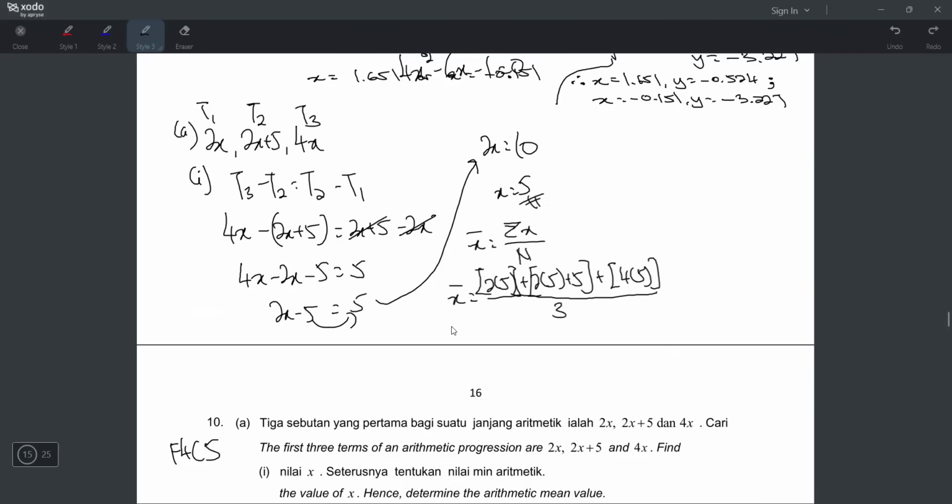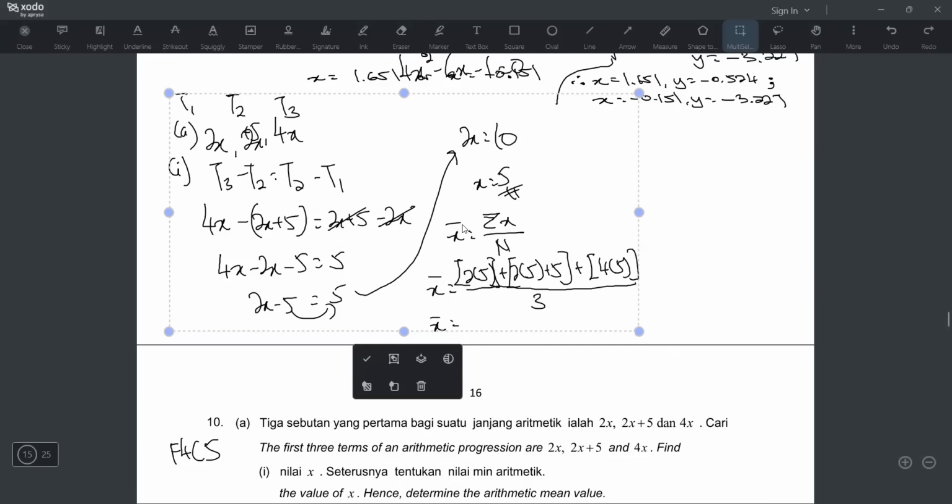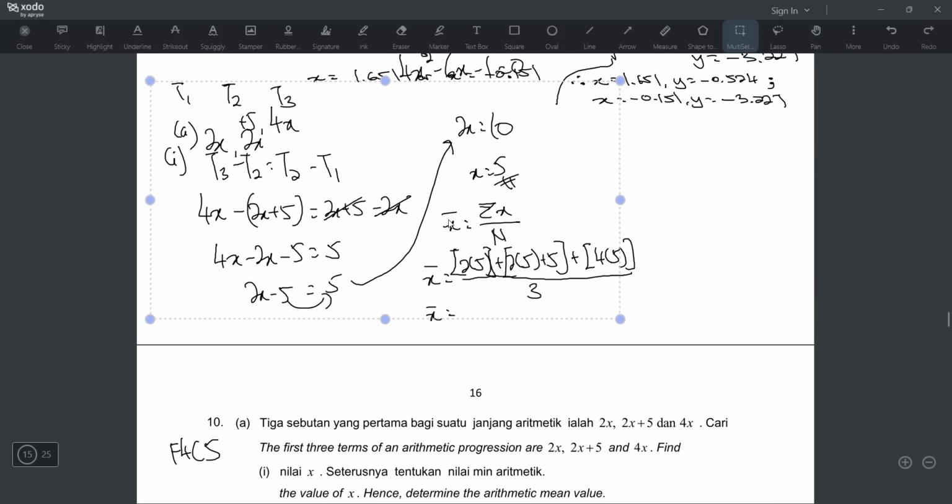Okay. All right, so your mean will be how much? 2 times 5, 10, 10 plus 15, 25 plus 20, sorry, 45. Okay, is there any way to make space here?